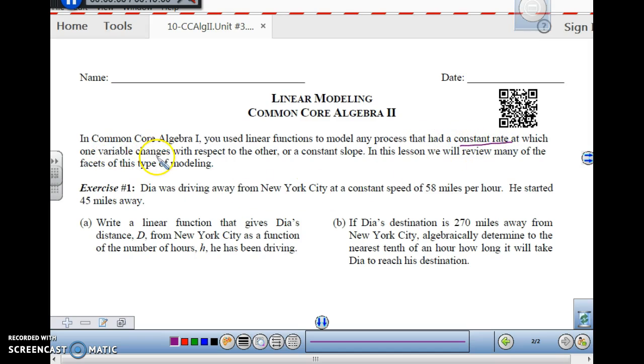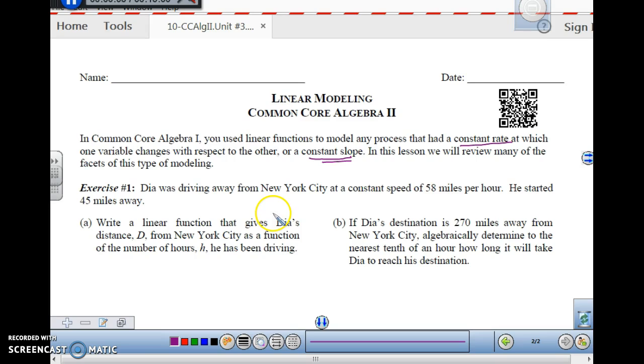So one variable changes with respect to the other. And remember, the constant rate is actually the constant slope. So constant is the same thing. The function will increase or decrease by the same amount when you are adding. So let's take a look at an example of linear modeling.